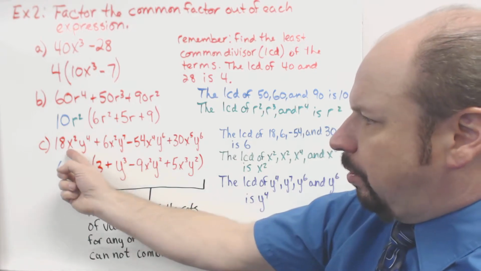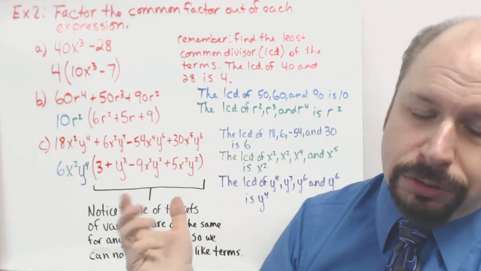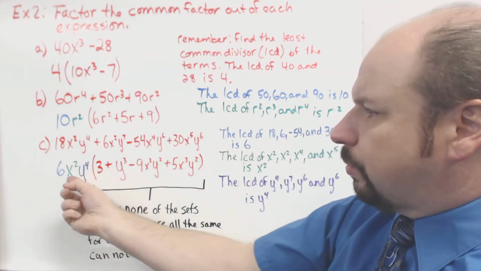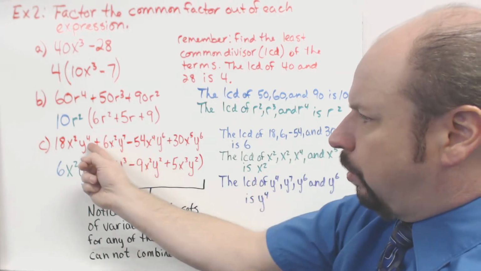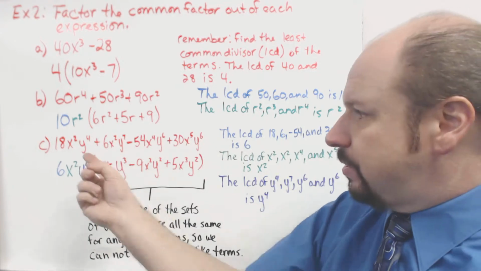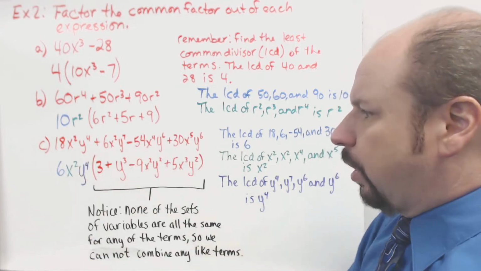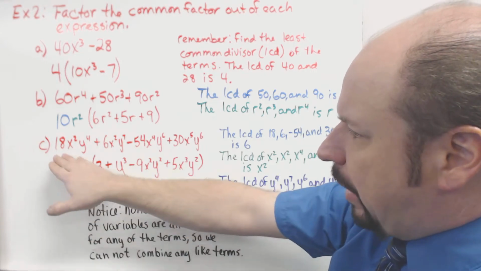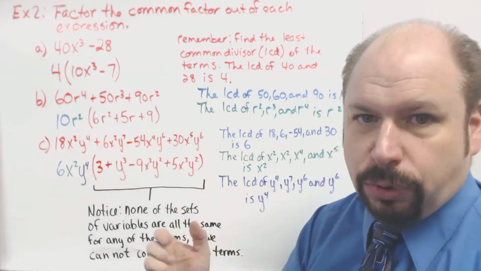The LCD of x squared, x to the fourth, and x to the fifth is x squared, so the x squared is going to go out front. And the least common divisor of y to the fourth, y to the seventh, y to the sixth, and y to the sixth is y to the fourth. So we're going to take the y to the fourth out to the front. We're going to divide all four of these terms by 6x squared y to the fourth.